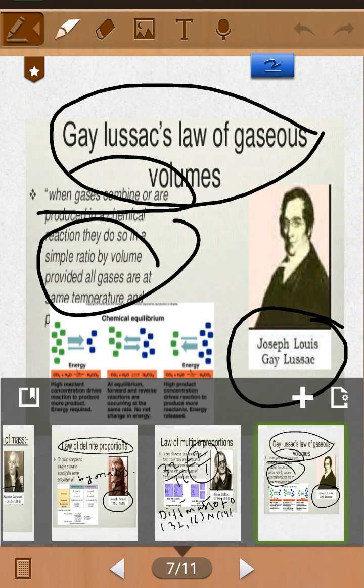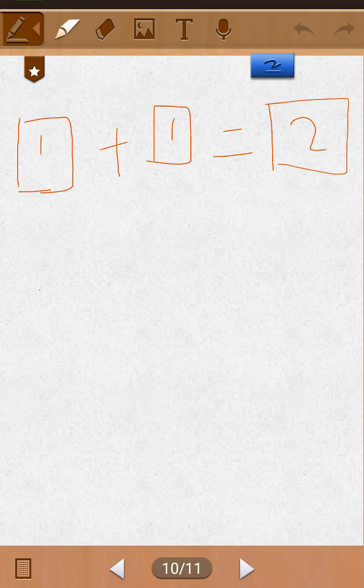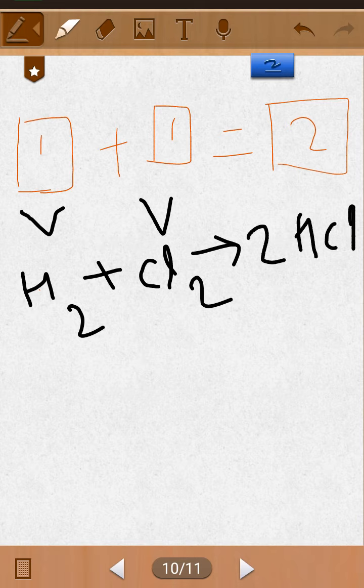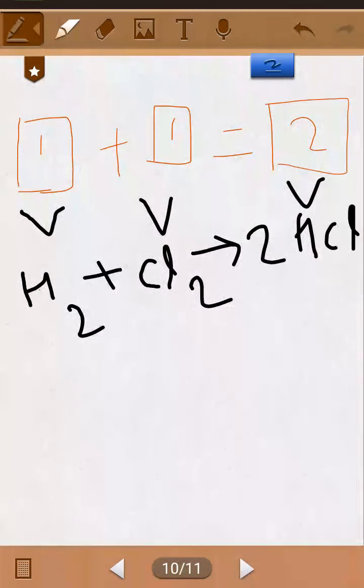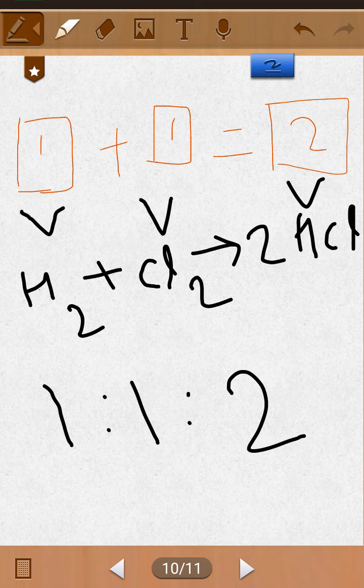For example, we take a plain sheet. When one volume of hydrogen, H2, reacts with one volume of chlorine to form two volumes of hydrogen chloride, it means that the ratio by volume of the reactants and the product is 1 to 1 to 2, which is a simple whole number ratio.